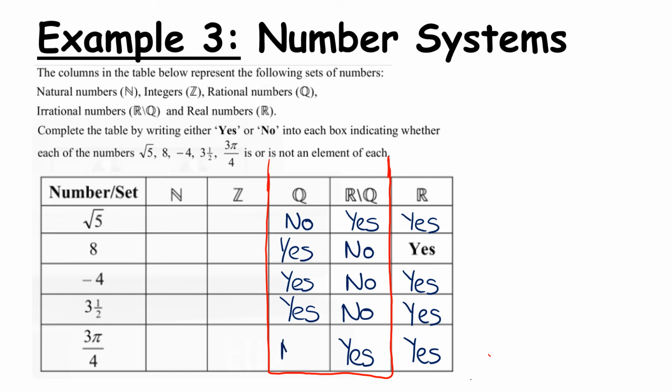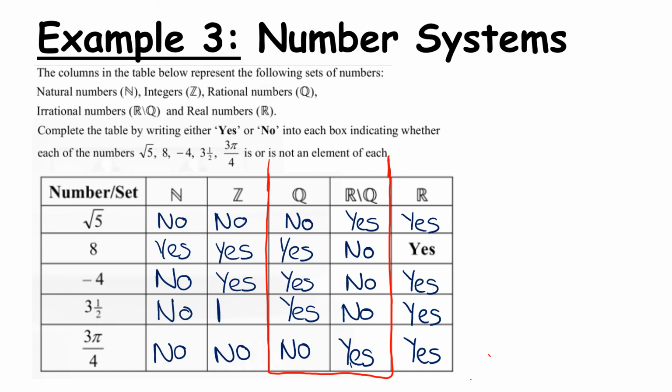So then we just need to look at N and Z. So is it a natural number? Is it an integer? Well, anything that is not rational, it cannot be natural. It cannot be integer either. For these ones, we have to be a bit more careful. So 8 is a natural number, so it is also an integer. -4, no, it's not natural because it's minus, but it is an integer. And 3.5, it is not a whole number, so it is neither natural nor integer.